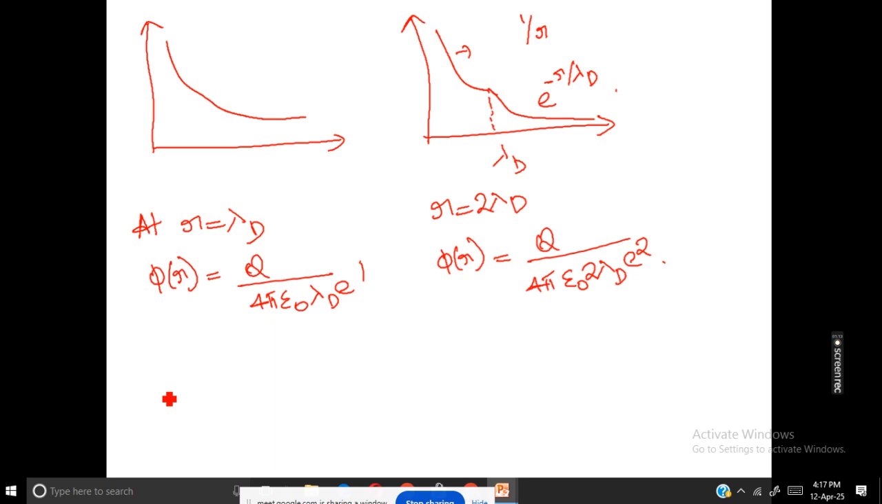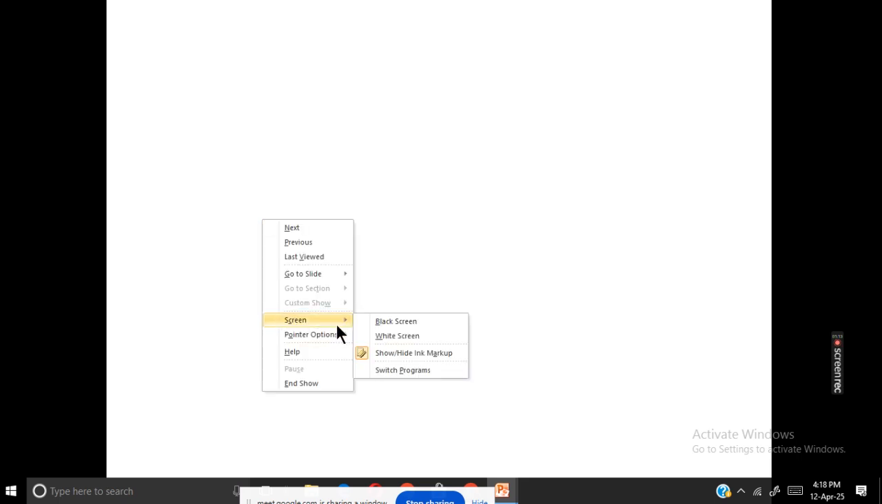So that is about the Debye length and Debye potential. Now we will learn another term, which is known as the plasma frequency. Let's see what the plasma frequency is.